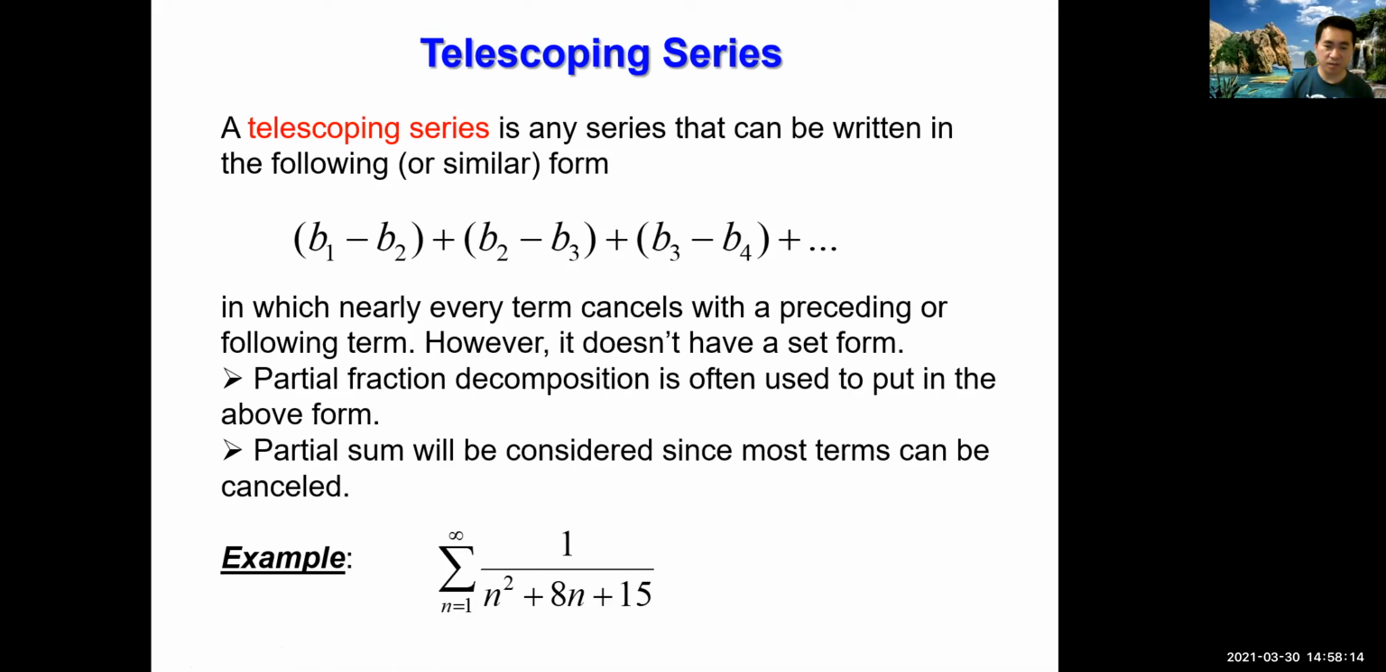However, it doesn't have a set form. Look at the series at the bottom here. It doesn't look like a telescoping series, but if you factor the denominator and write the partial fraction decomposition, it can turn into one of these forms. So partial fraction decomposition has to be used to put it in the above form, and the partial sum is key because most terms can be cancelled. So that finishes the first part of 9.2.